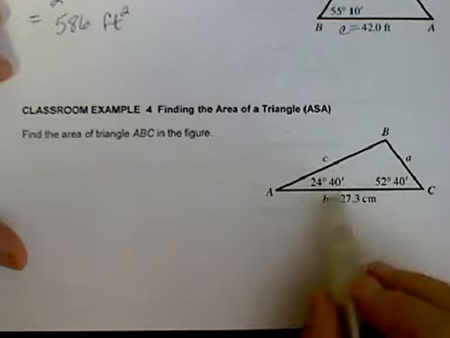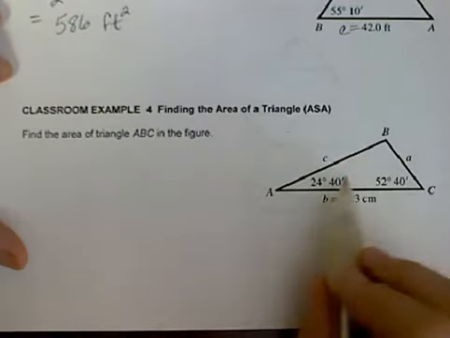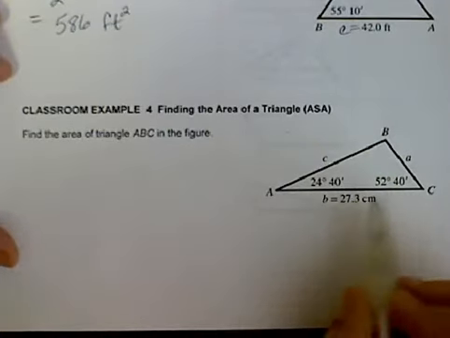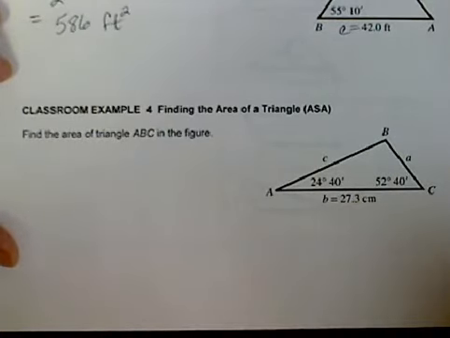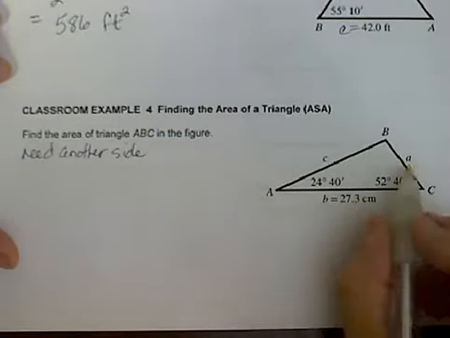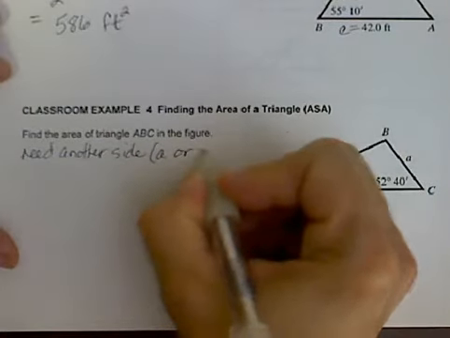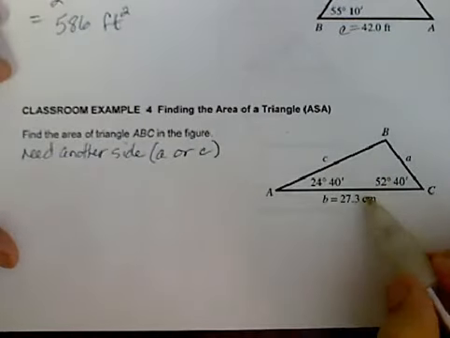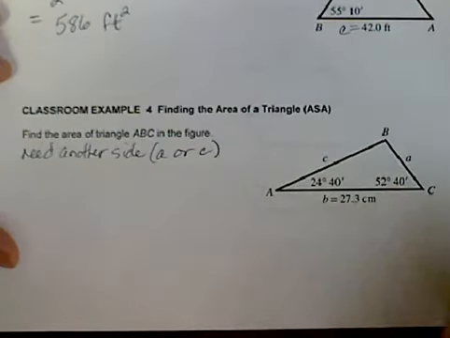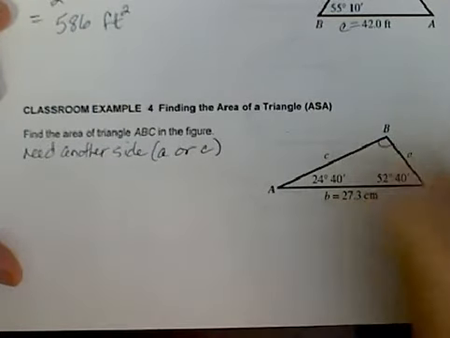Here's another one. What we need for this area formula is two sides and an angle. In this one right now we have two angles and one side. So we're going to have to find another side before we can go on and use our area formula. We've got side B, so we need to either find side A or side C. But to do that, we can use the law of sines. We know angle A and we know angle C. Since we know side B, we're going to have to know angle B to do the law of sines.